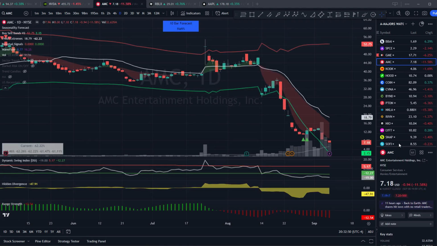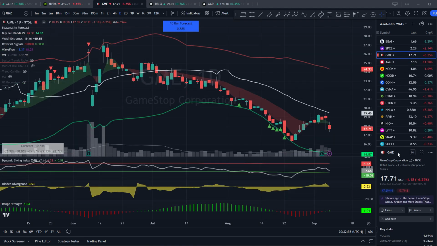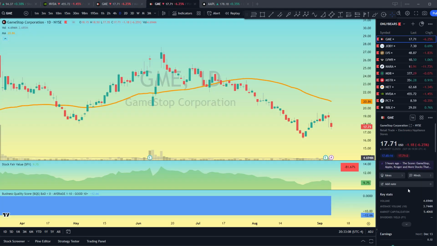AMC continues to get hammered. There's GameStop down another 6%, and that's one of our short positions in the only bears portfolio. As my stock fair value indicator's still got fair value at GameStop at $9.75 a share and negative business quality score. So I'll be looking to cover my short in GameStop, probably in the single digits, around $10 a share.